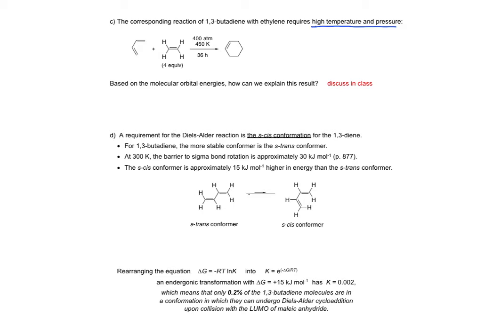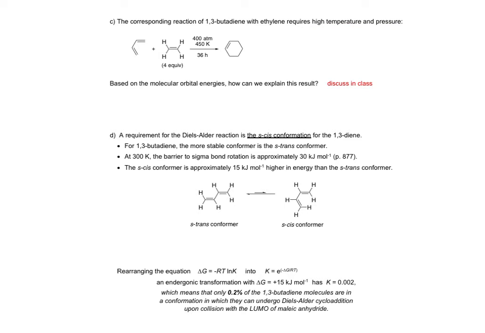450 Kelvin is 177 degrees Celsius, and this also requires high pressure. This is a Diels Alder cycloaddition with a much higher kinetic energy barrier. And later I will present some specific information on that in Part 3 of this worksheet. For now, based on the molecular orbital energies, we'll discuss how we can explain this higher kinetic barrier.